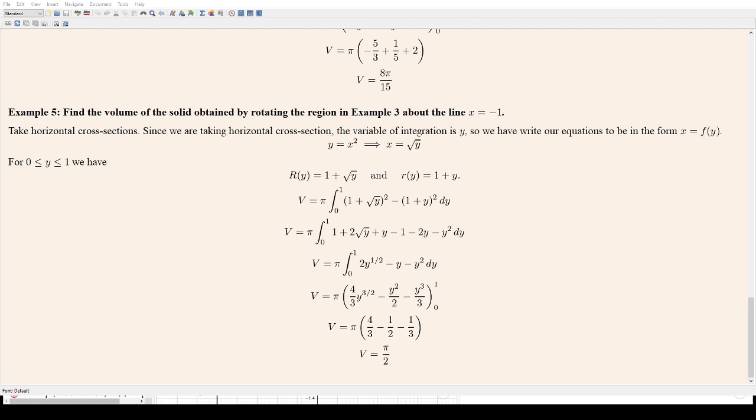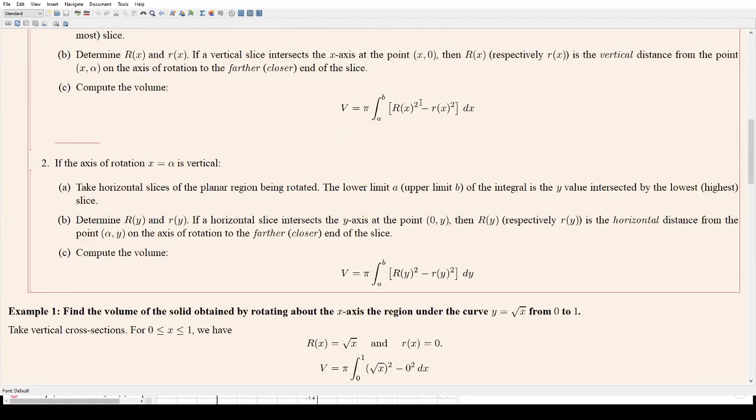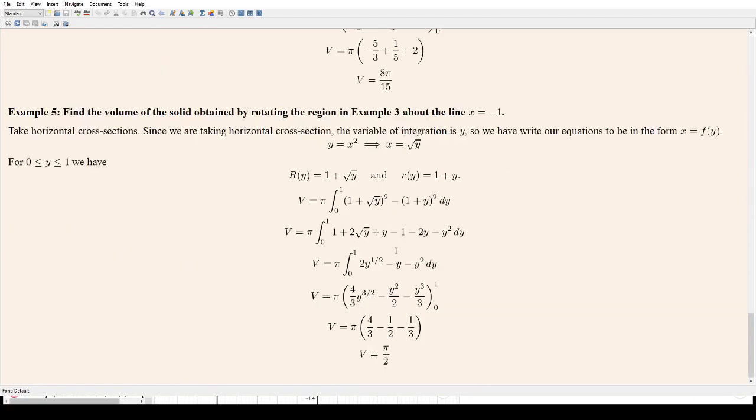One thing that I do want to point out, though, is to be careful with your algebra, because we're taking big R and squaring it, and then we're taking little r and squaring it. That's in the formula: big R squared minus little r squared. So when you are squaring these things, make sure that you FOIL: first, outer, inner, last. So this guy squared becomes 1 plus 2 root y plus y. This guy squared becomes 1 plus 2y plus y squared.